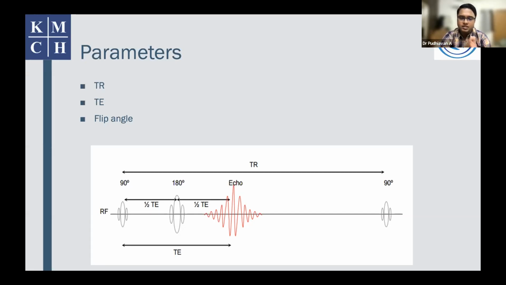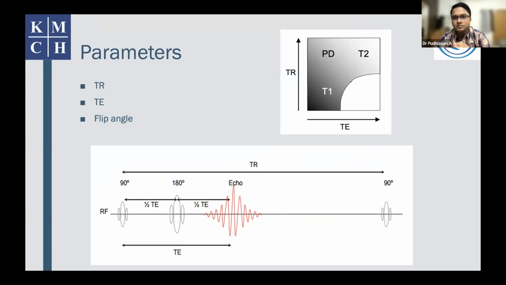So the flip angle in this example is 90 degrees, but we can use a flip angle of any degree depending on the sequence. These three are the very basic parameters that we have to keep in mind when we are talking about pulse sequences. Why are these parameters very important? This is because the image contrast depends on these parameters.